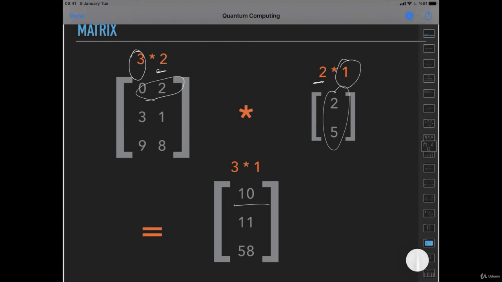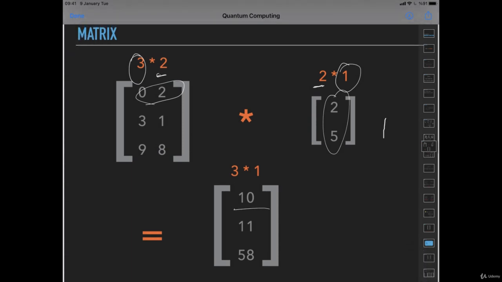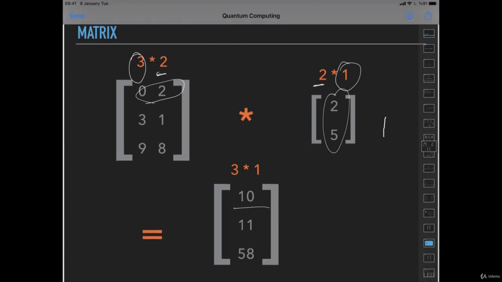So we understand if we can actually multiply them by looking at the columns of the first matrix and the rows of the second matrix, and we can understand the result by looking at the rows of the first matrix and the columns of the second matrix. Okay, that's it, and that's how you do the multiplication.